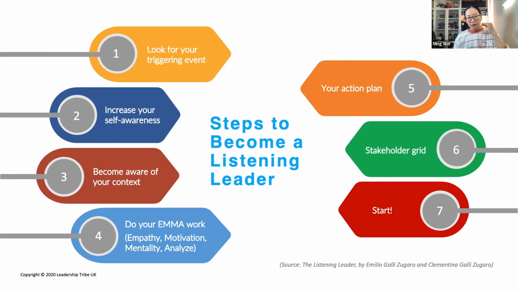And a further step: do your EMMA work. So EMMA, I have listed out here as empathy, motivation, mentality, and analyze. What we mean is that before you talk to your audience or stakeholders, you evaluate your stakeholders, the members, in terms of their EMMA, okay? Empathy, motivation, mentality, and then analyze: what is their point of view? It depends on that, and then you can fine tune your style or communication skills and adapt accordingly.